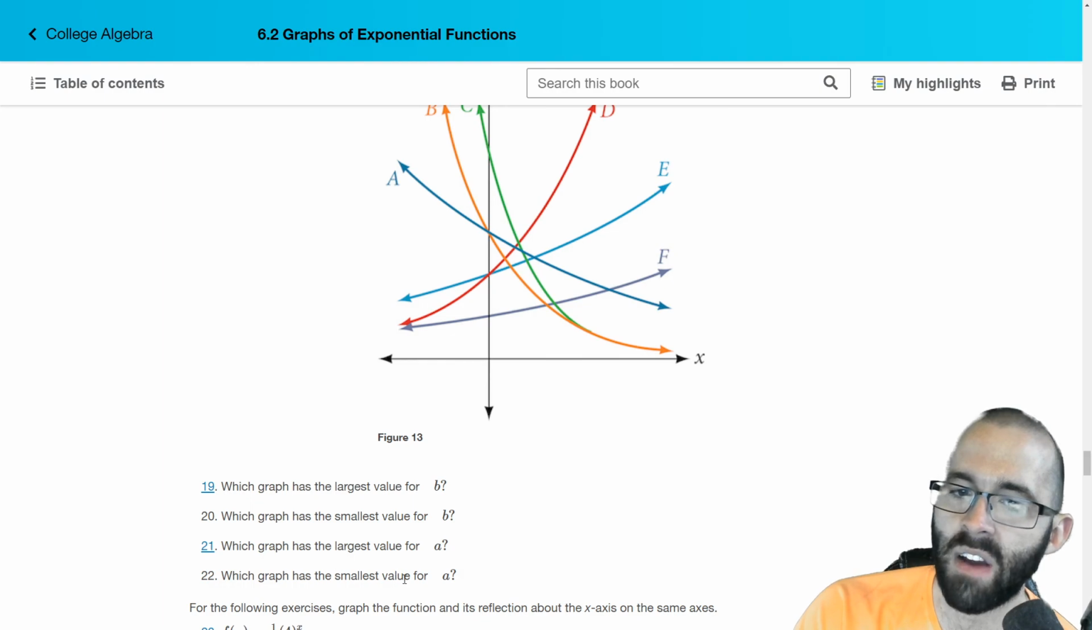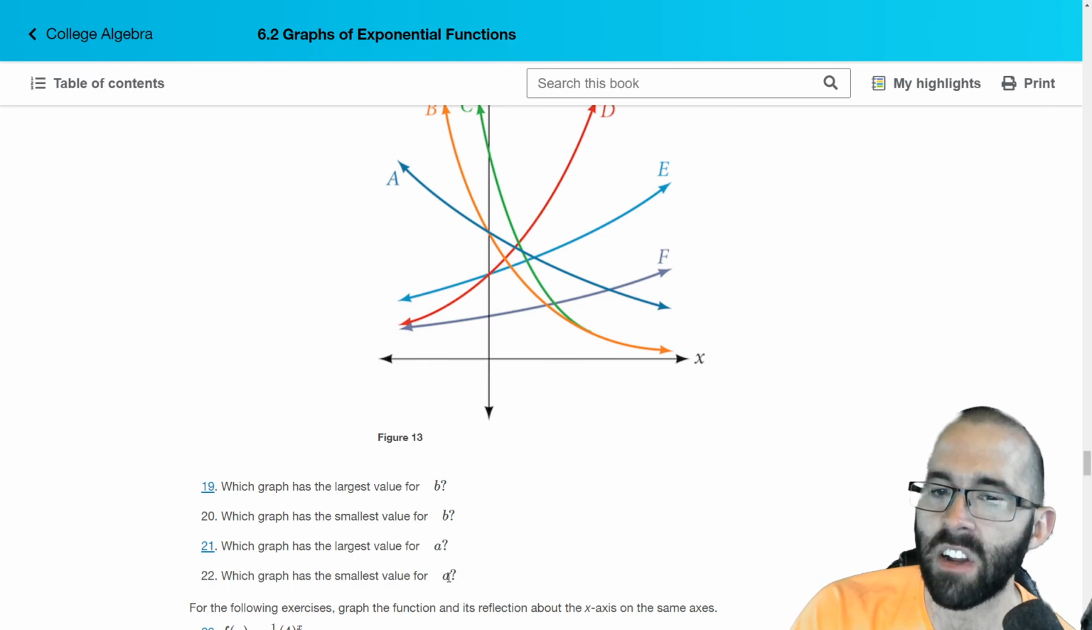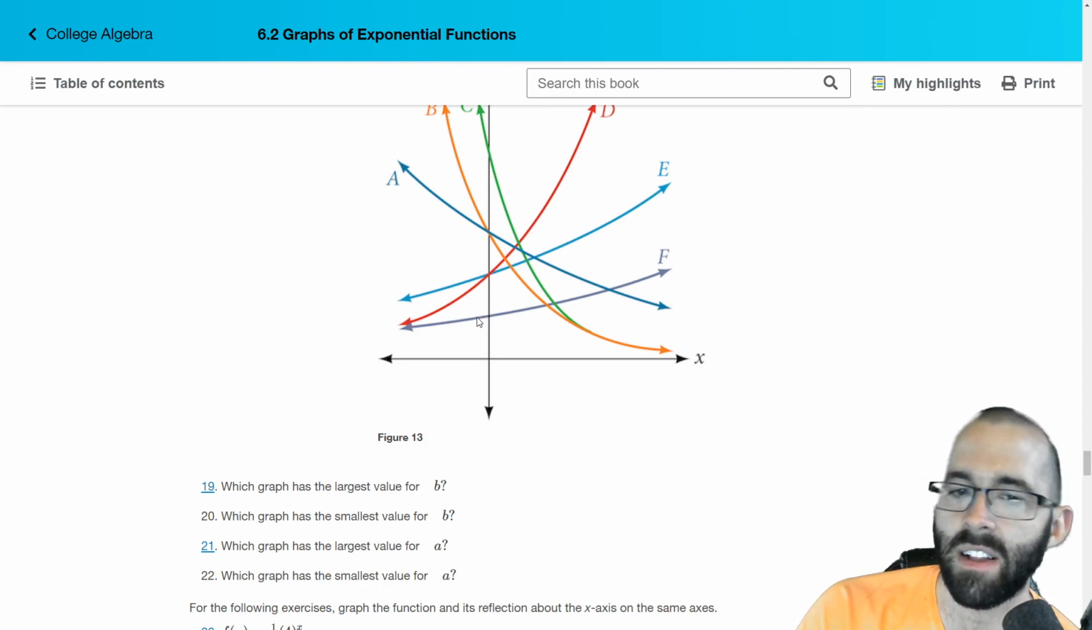For number 22, which graph has the smallest value for A? A is our starting value. You just say, okay, what y-intercept is the smallest? Oh, it's gray, F. All right, that's how you approach this sort of thing.